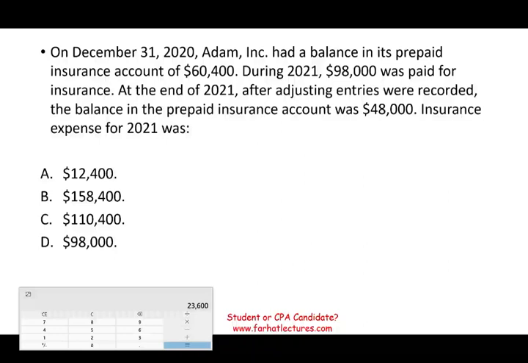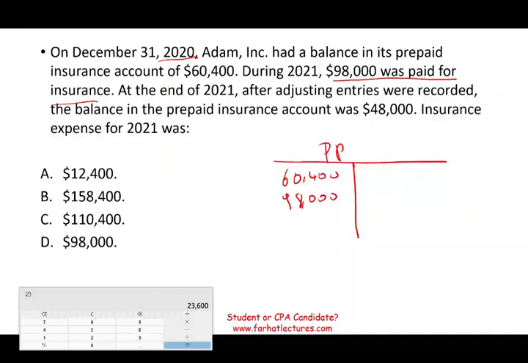On December 31st, 2020, Adam had a balance in its prepaid account of $60,400. Well, let's draw a prepaid account, and we put in there $60,400. During 2021, $98,000 was paid for insurance. So we increased this account, $98,000. At the end of 2021, after adjusting entries were recorded, the balance in the prepaid was $48,000. The balance is $48,000. What was insurance expense?